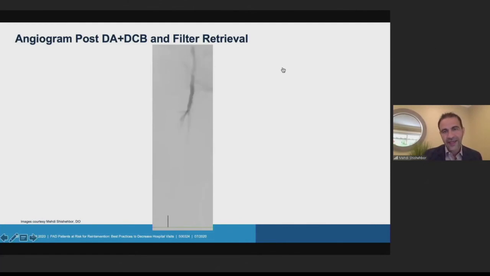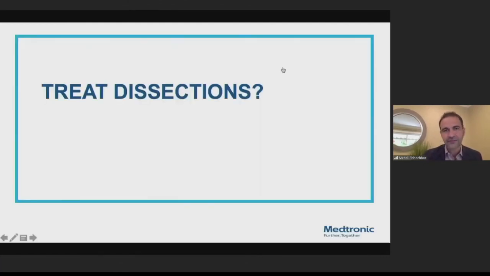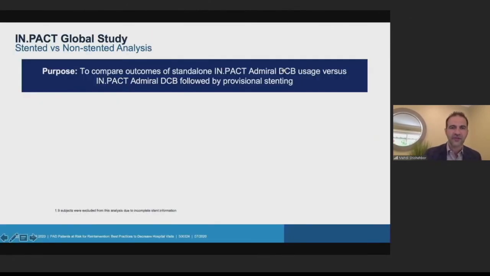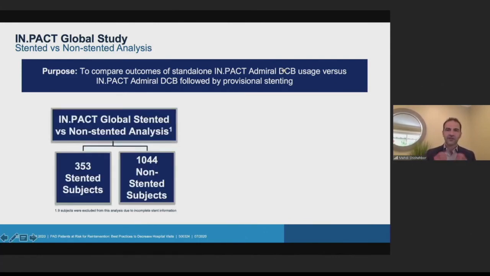So, is there any data for that? We discussed that briefly. How do you treat dissections, and does stenting hurt your patency? And I think Sahil also mentioned this. And we do have data. Luckily, there is a lot of data, and I want to applaud the companies, especially Medtronic, for giving us all this publication and all this data, because we really can make our decisions based on data rather than anecdote.